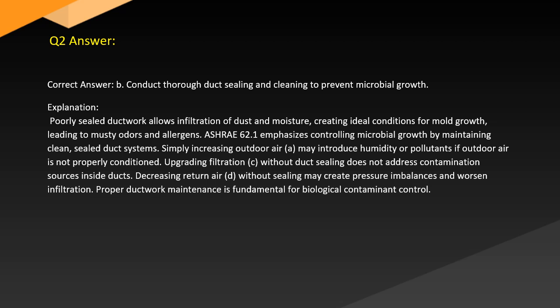Explanation. Poorly sealed ductwork allows infiltration of dust and moisture, creating ideal conditions for mold growth, leading to musty odors and allergens. ASHRAE 62.1 emphasizes controlling microbial growth by maintaining clean, sealed duct systems. Simply increasing outdoor air (A) may introduce humidity or pollutants if outdoor air is not properly conditioned. Upgrading filtration (C) without duct sealing does not address contamination sources inside ducts. Decreasing return air (D) without sealing may create pressure imbalances and worsen infiltration. Proper ductwork maintenance is fundamental for biological contaminant control.